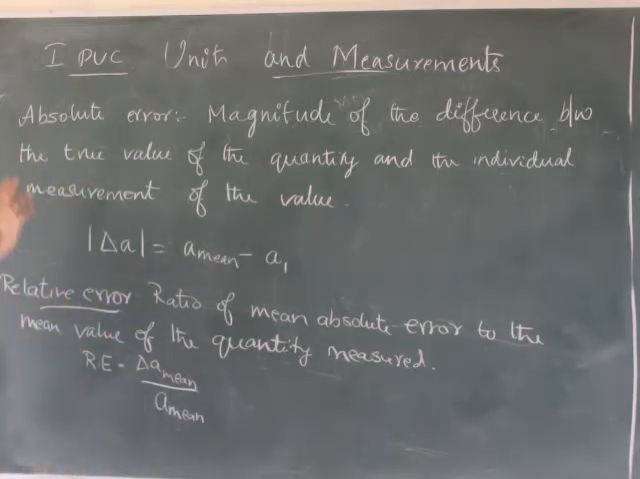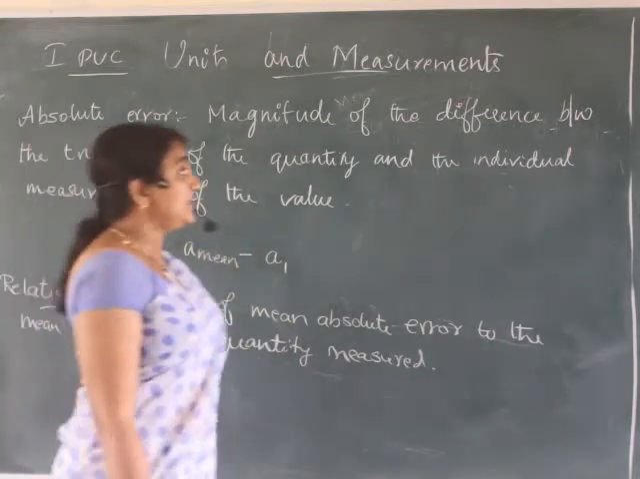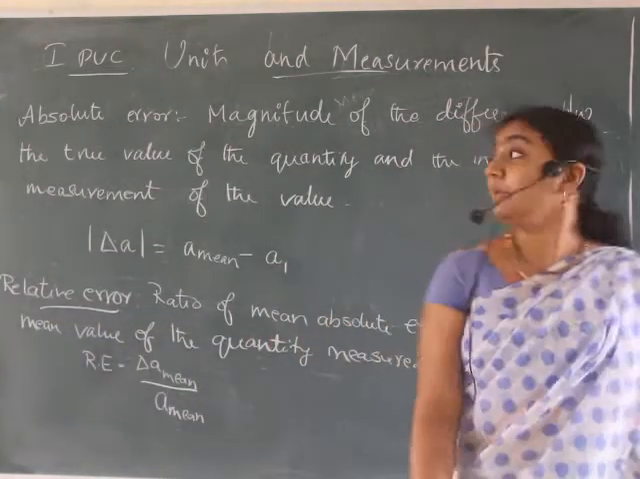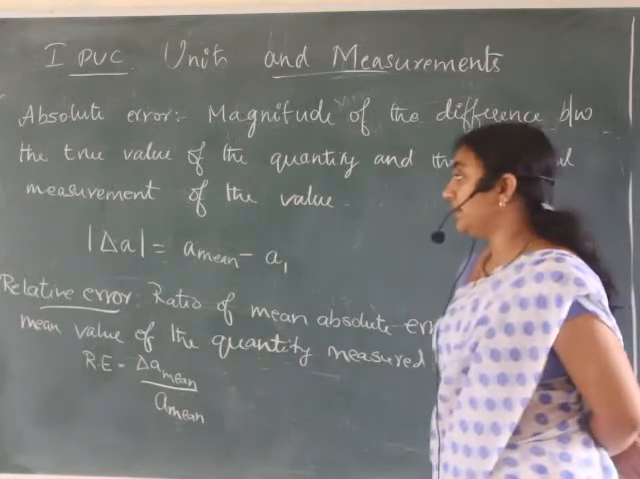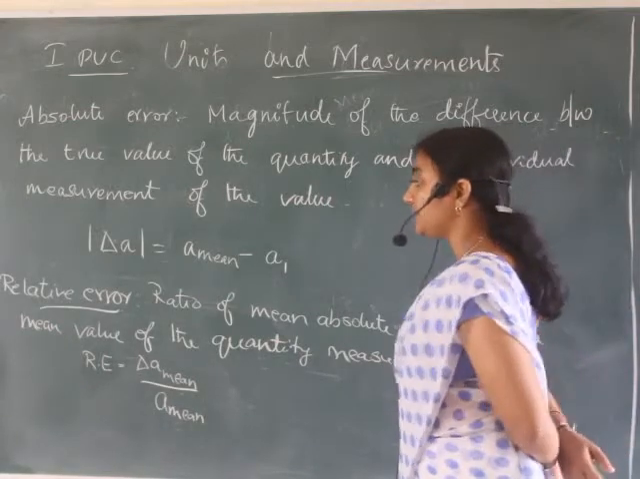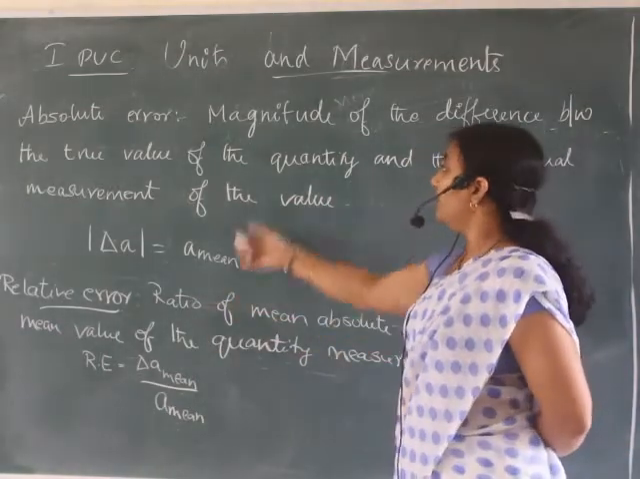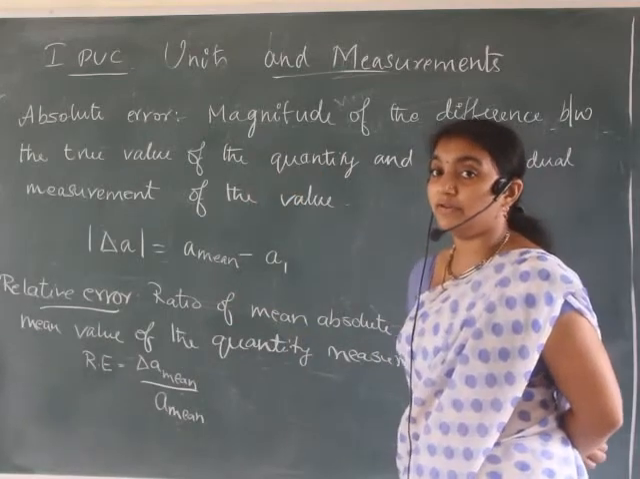Please write down. Absolute error is the magnitude of the difference between the true value of the quantity and the individual measurement of the value. The magnitude of delta A mean is equal to A mean minus A1. What is written here is the same thing, written in terms of a definition.